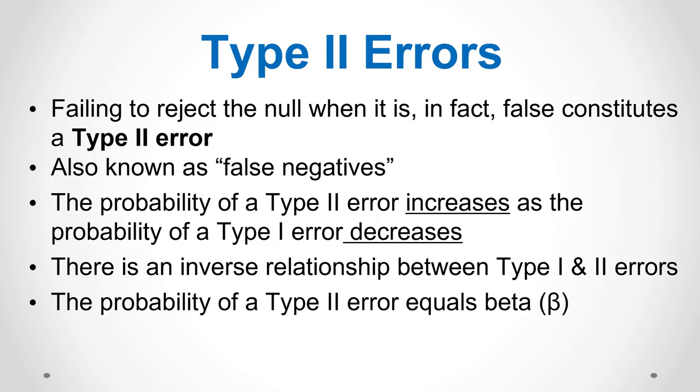There is an inverse relationship between type 1 and type 2 errors. The probability of type 2 errors increases as the probability of type 1 errors decreases. The probability of a type 2 error equals beta. Type 2 errors are also known as false negatives.